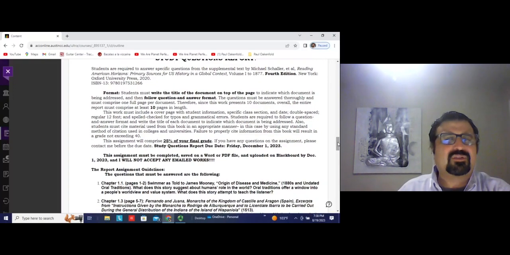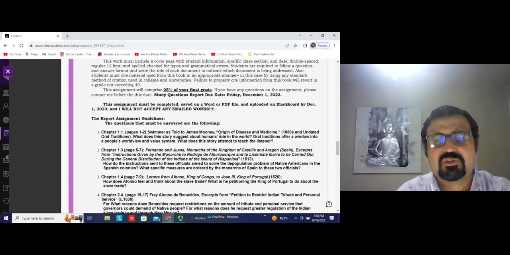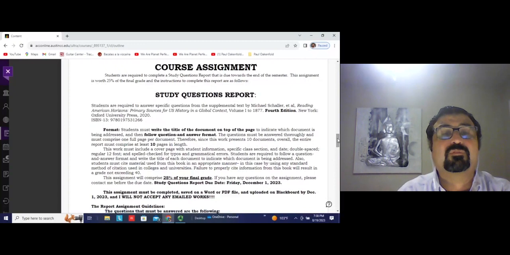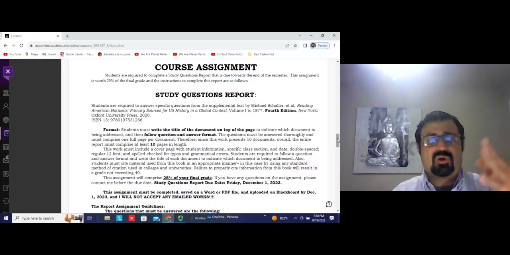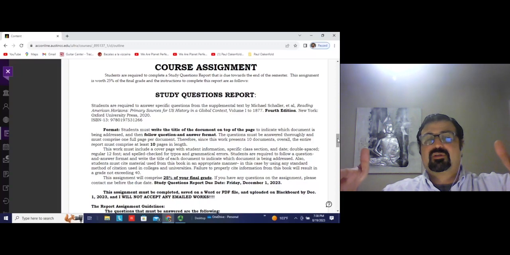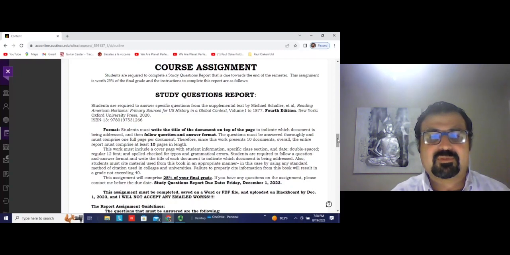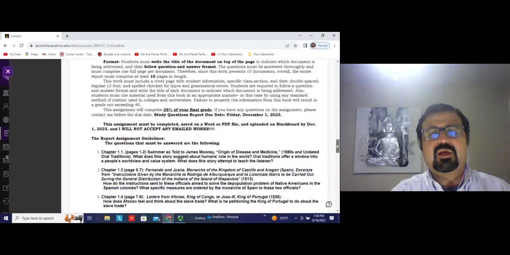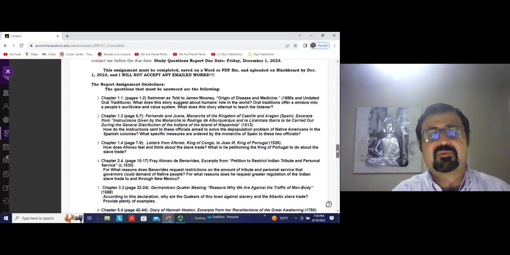It has to be double spaced, with a cover page. You must end up with a 10-page document. That means that the answers per document, all of the answers to the questions per document, must be at least one full page. So every time you're addressing one document, whether there are 2 questions or 3 questions, the answers for that document must be one full page. So you must end up at the end of the day with a 10-page document. This is going to be 25% of your final grade and is due December 1st. Again, December 1st.